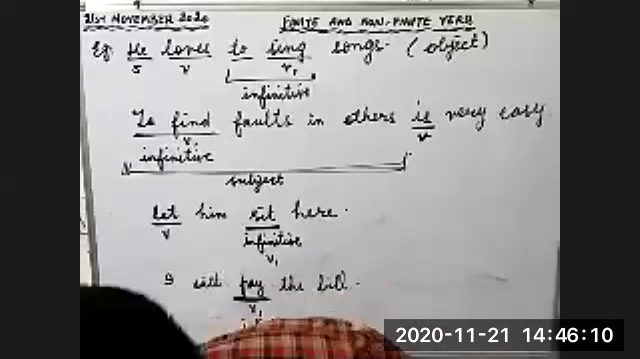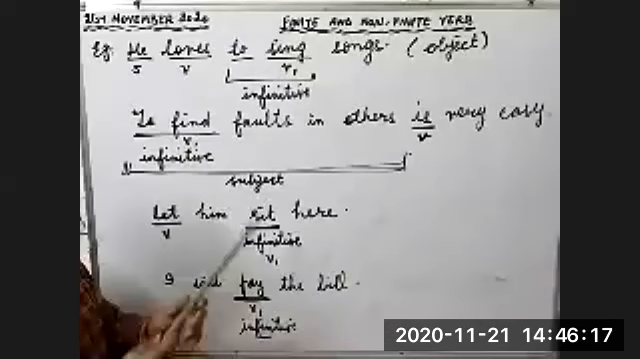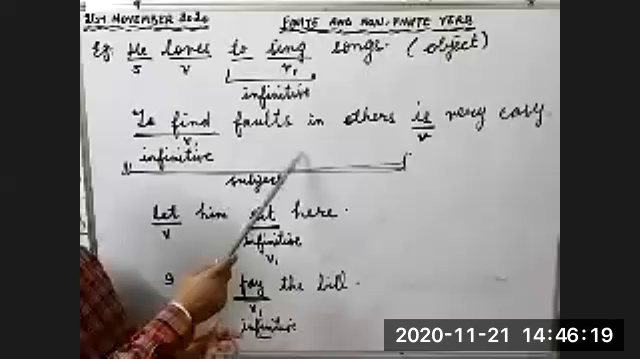Children, in these two examples, we are using bare infinitive, and in the first two examples, we are using to infinitive. In first two examples, the base form of the verb is used with to. That is why it will be called as to infinitive. In the third and fourth example, we are using the base form of the verb, the first form of the verb without to. Then it will be called as bare infinitive.